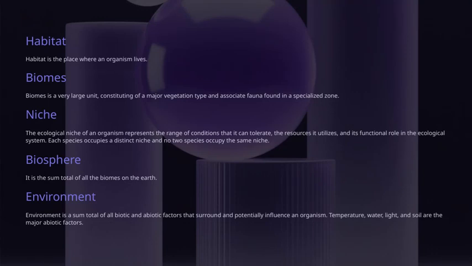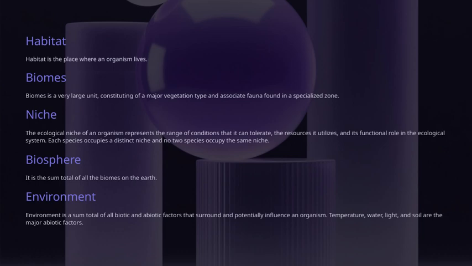Let's talk about the environment. The environment is basically the total of all the biotic and abiotic factors that surround and can influence an organism. When we say biotic factors, we're referring to living things, while abiotic factors include non-living components like temperature, water, light, and soil. These are the main abiotic factors that shape an organism's surroundings.